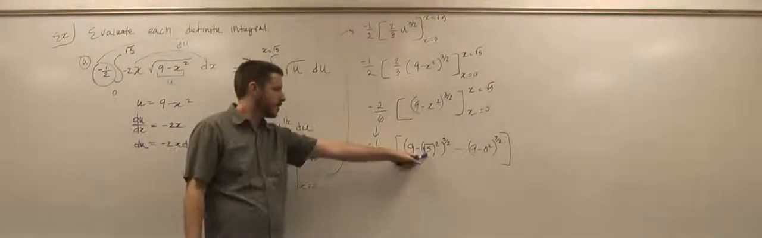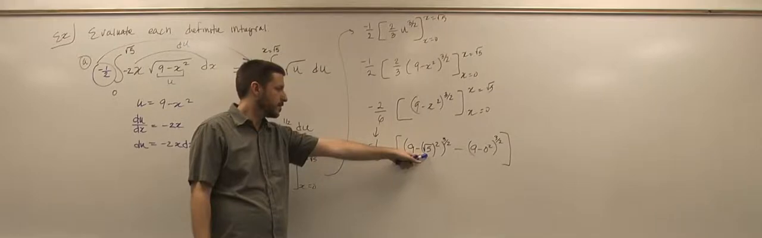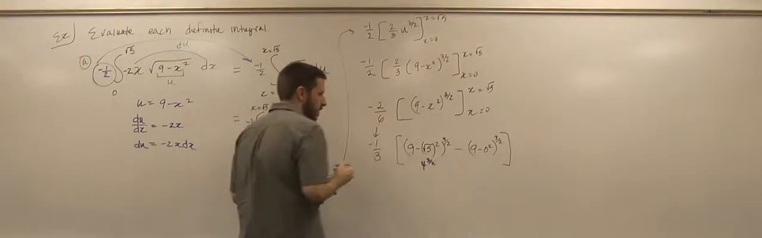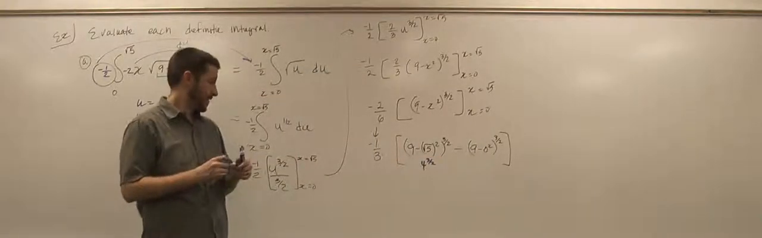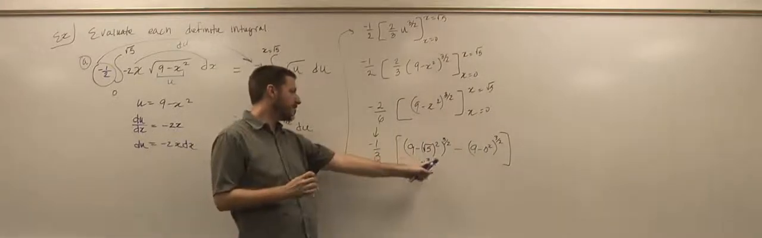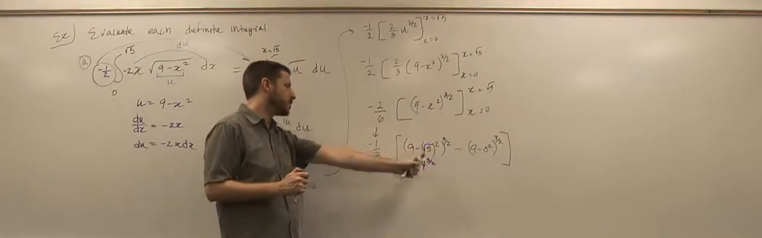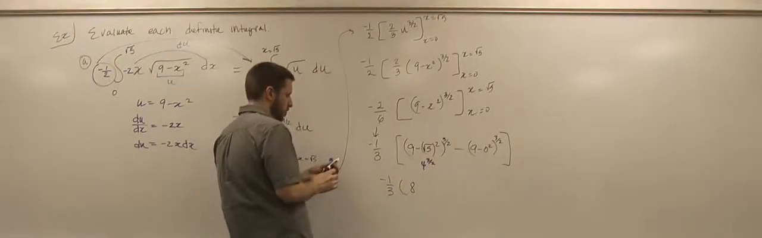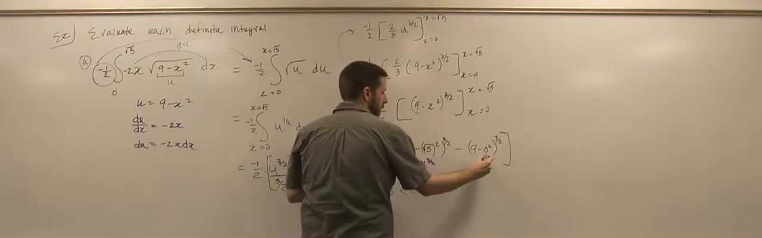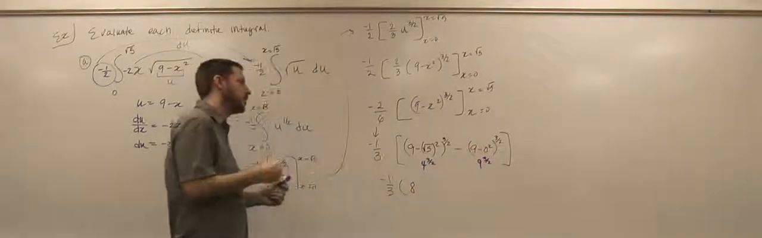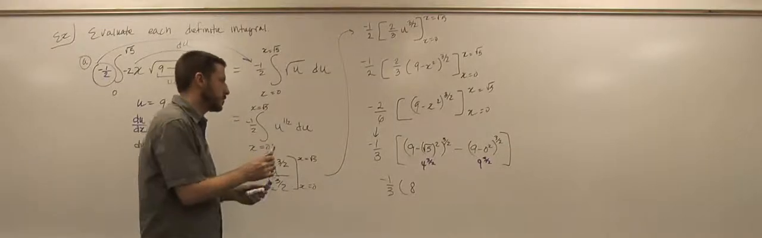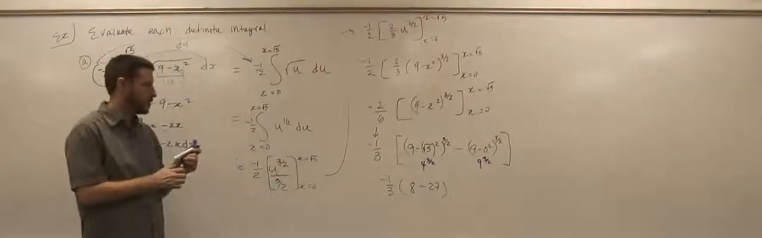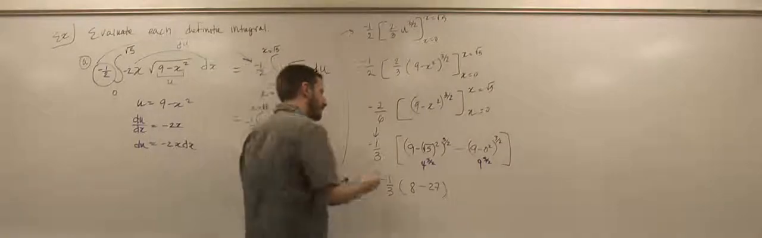What's root 5 squared? 5. 9 minus 5? 4. 4 to the 3/2? 8. Yes, it's 8. Right? 4 to the 3/2 means do the square root and then cube it. Square root of 4 is 2. 2 cubed is 8. Okay. 9 minus 0 squared is 9. 9 to the 3/2, do the square root and then cube it. 27. So the square root of 9 is 3, cubed is 27. So 8 minus 27 times negative a third.